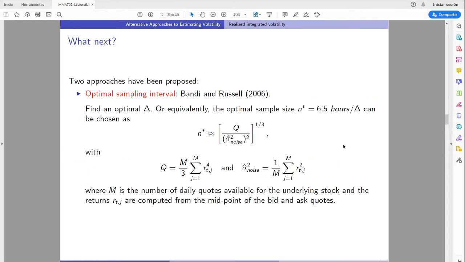And so, what can we do then? If taking smaller intervals gives us better samples at the cost of our potential observed variance going to infinity, what can we do? Okay, there are two approaches. First one, optimal sampling interval. It was given in 2006 by Bandi and Russell, and so we should find an optimal interval, or equivalently, the optimal sample size, which is exactly 6.5 hours out of the day, it can be chosen in this way.